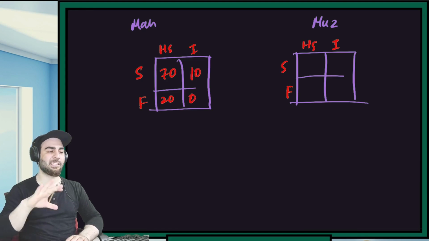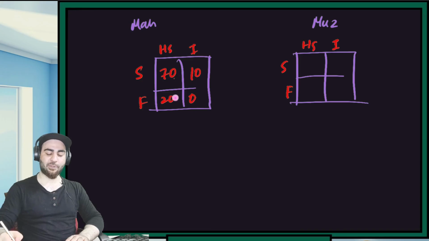The total surgeries he performed was 100: 70 plus 10 plus 20 is 100. So in the injection case he never failed, pretty good doctor. In heart surgeries, which are difficult, out of 90 he succeeded 70 times and he failed 20 times.